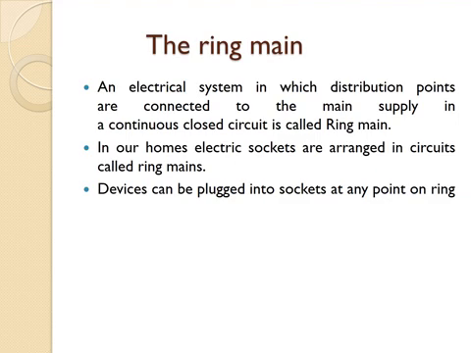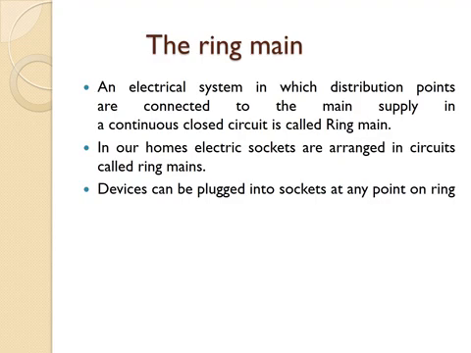So you can witness this in your home, and even in your room you will see that there are different sockets. In one you will have an air conditioner. In one socket you will have the wire of a television. In one socket you will have the wire of maybe your mobile charger or laptop or anything. So these sockets are all on the main wire. So when we conclude all this, we say that the distribution points connected to the main supply in a continuous closed circuit is called the ring main.